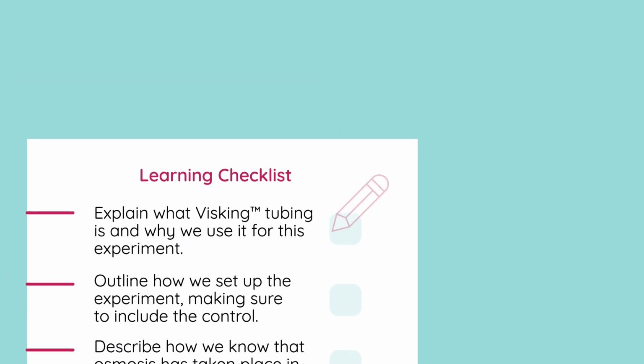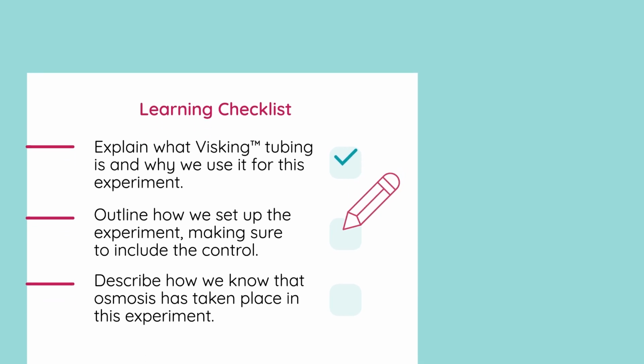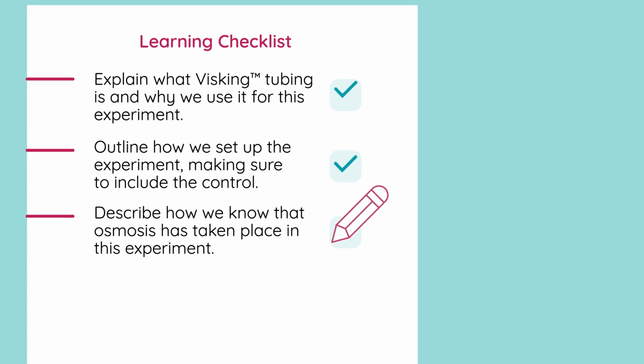Well, explain what Visking tubing is and why we use it for this experiment. Outline how we set up the experiment, making sure to include the control also. And describe how we know that osmosis has taken place in this experiment.